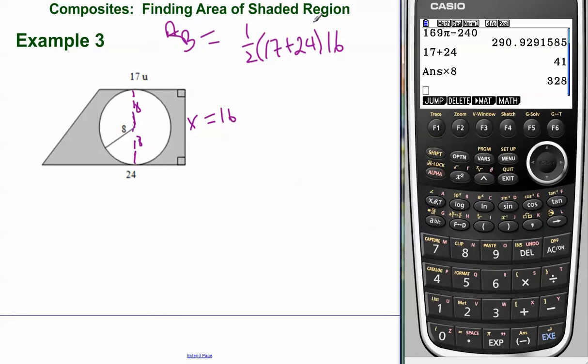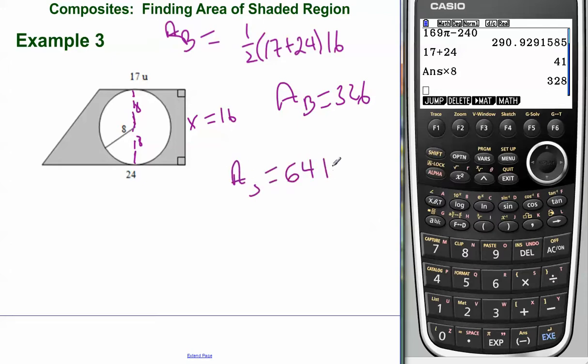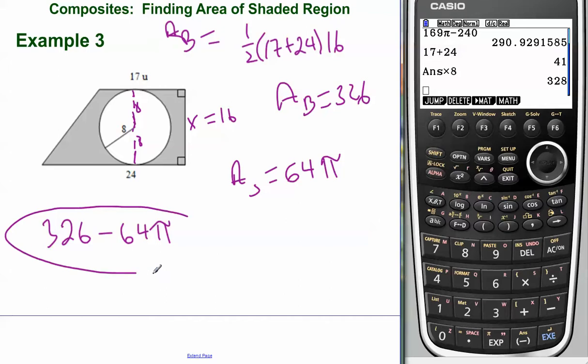328. So area of the big is equal to 328. Let's find the area of the small. That's just pi r squared. So that's 64 pi. So area of the small is equal to 64 pi. And again, my exact answer is 328 minus 64 pi. That is what I'm going to look for unless you have other instructions.